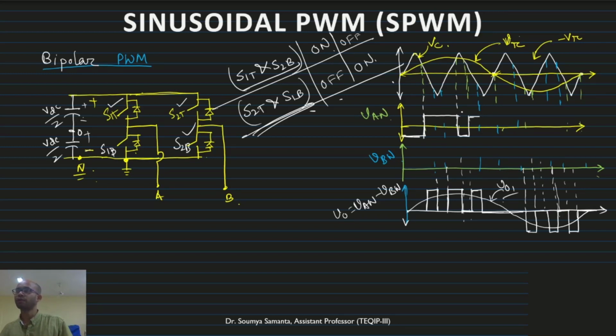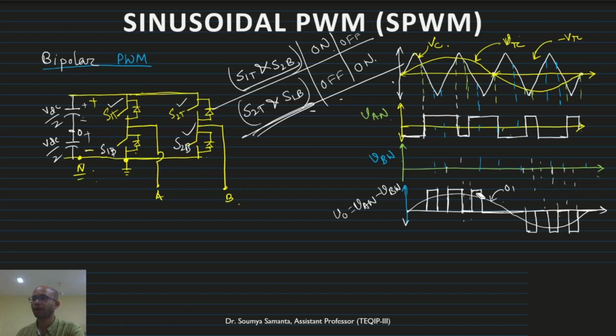Next, this will be 0. Up to this point, this will be 1. This is the different part. Next, this will be minus 1 up to this point, then it will be 1, and again minus 1 up to this point, then this will be 1. This is how it will continue.